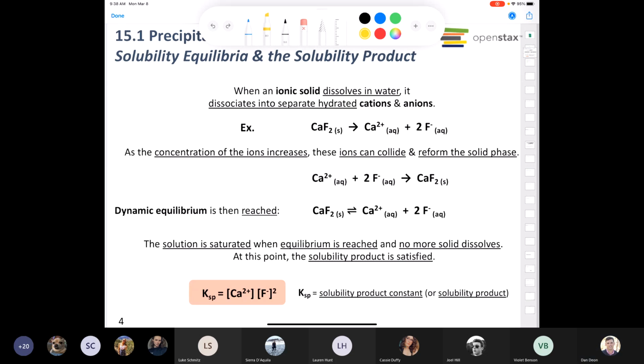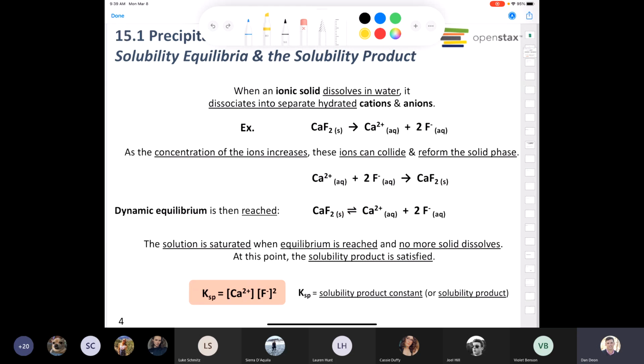Well, what happens when we reach an equilibrium is that as the concentrations of calcium and fluoride build up, the reverse reaction is going to be able to occur. Eventually you get enough calcium and fluoride ions in solution that they're going to collide with each other and reform calcium fluoride. And that's why we write this equilibrium arrow here. We do that for compounds that are slightly soluble. We don't do that for compounds that are completely soluble.